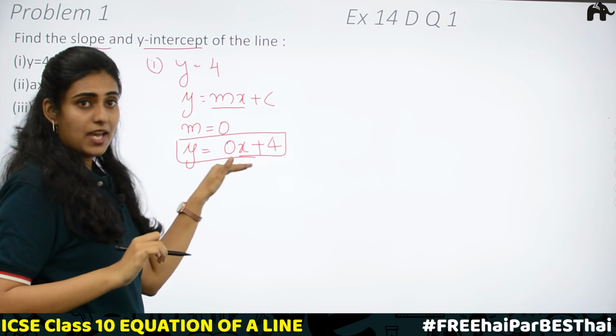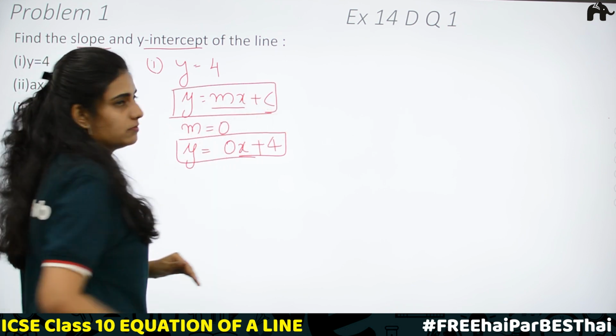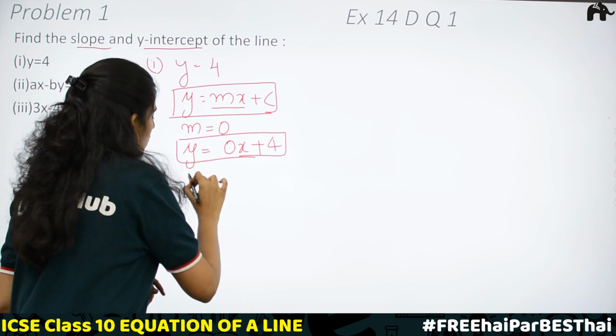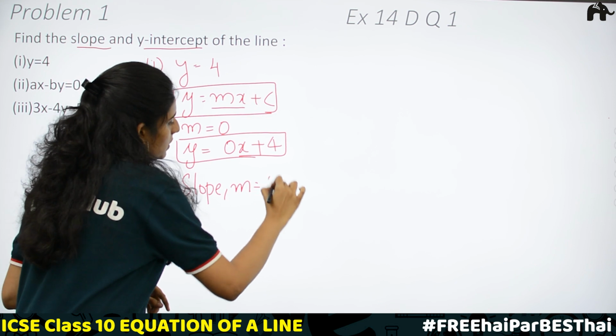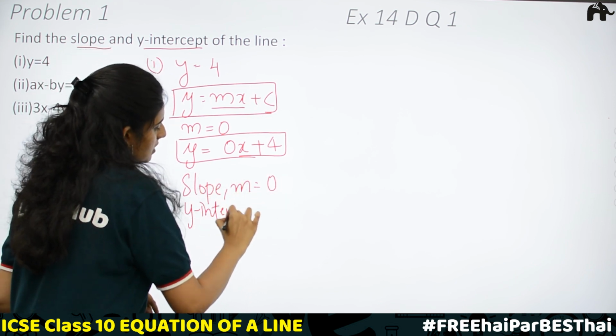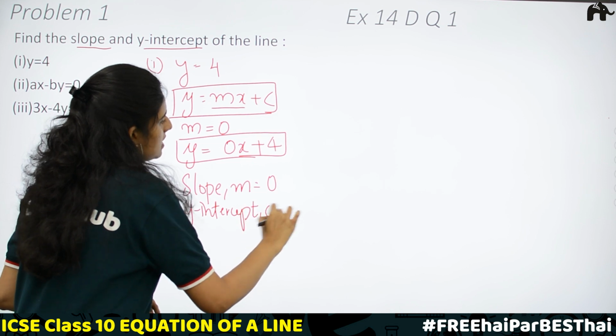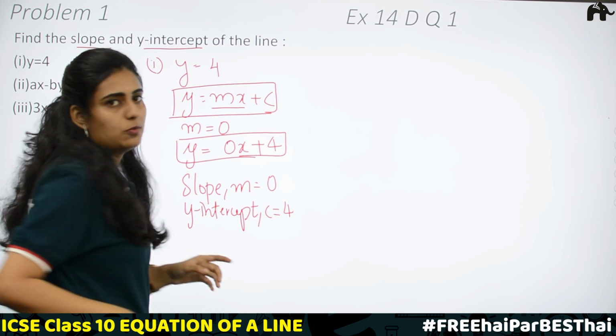Okay. Now, compare this equation with the slope-intercept form. Then, what is the slope? Slope m is equal to 0, and the y-intercept c is equal to, what is the value of c? c is 4. Just comparing this, you will be getting the answer.